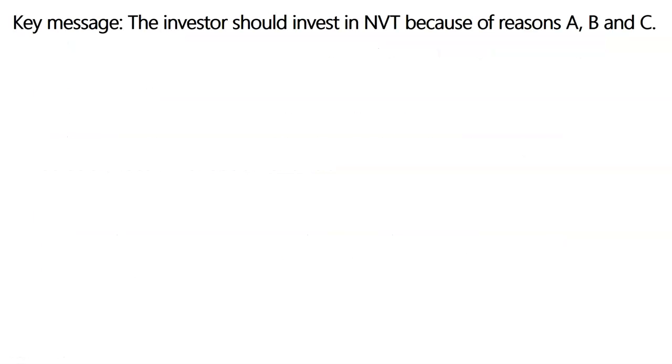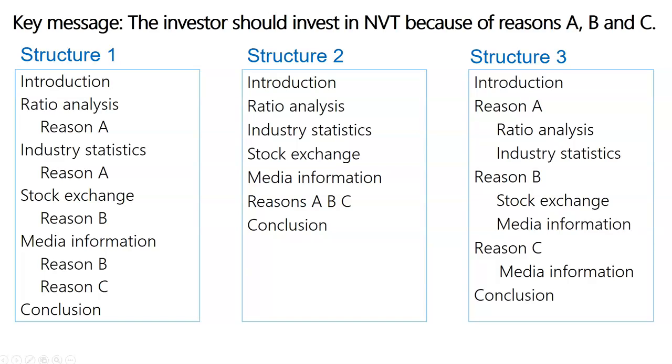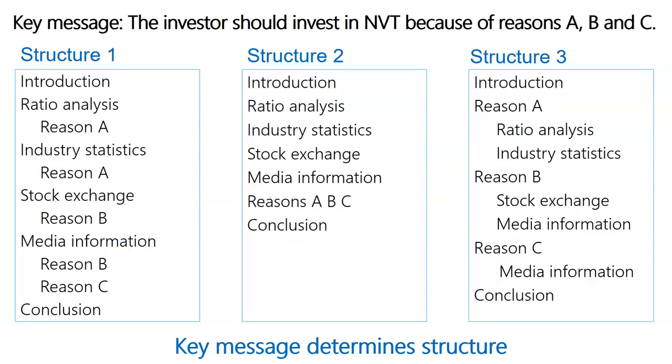Let's say, for example, you are arguing the investor should invest in NVT for 3 key reasons. Reasons A, B, and C. Here are 3 ways in which you could possibly structure the report. What structure would you choose and why? Which structure would allow you to develop your argument in a coherent, clear, and systematic way? It's important that you choose a structure that best supports the logical development of your key message.